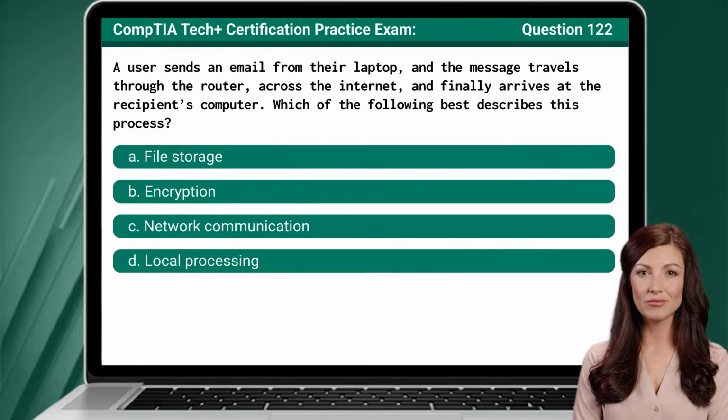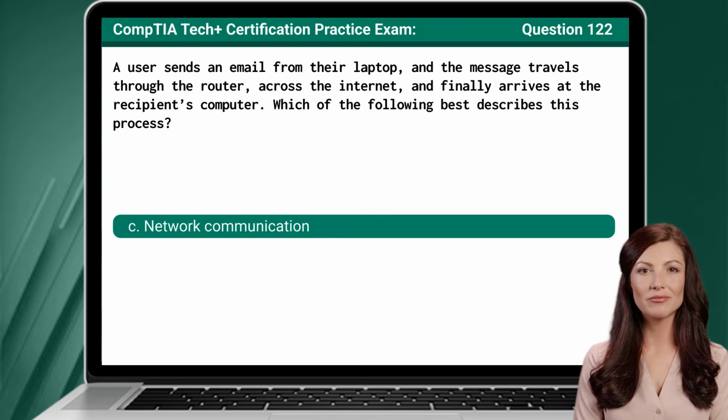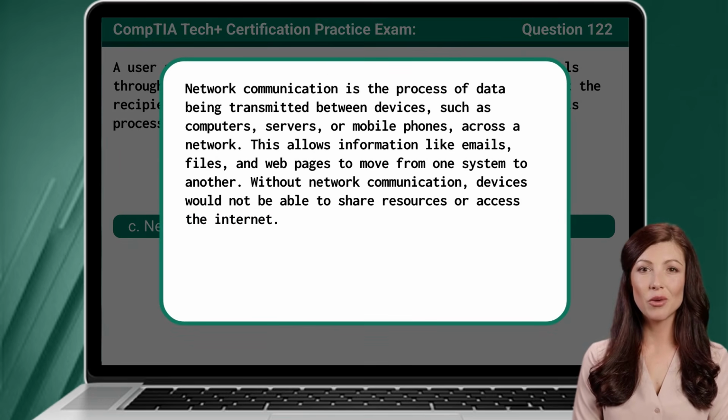Question 122. A user sends an email from their laptop, and the message travels through the router, across the internet, and finally arrives at the recipient's computer. Which of the following best describes this process? The answer is C. Network communication. Network communication is the process of data being transmitted between devices, such as computers, servers, or mobile phones, across a network. This allows information like emails, files, and web pages to move from one system to another. Without network communication, devices would not be able to share resources or access the internet.